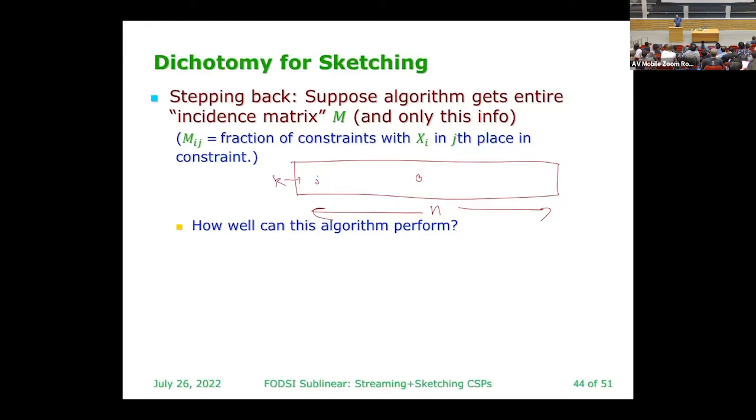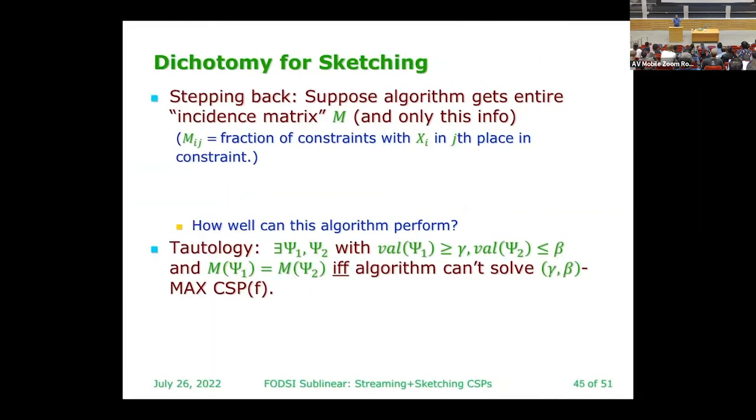But suppose I give you all of this, but that's all the information I give you about the input stream. I take away the stream from you, instead give you this matrix, and I say, okay, now solve the optimization problem. How well can you solve it? So you can ask the question, how well can this algorithm perform?